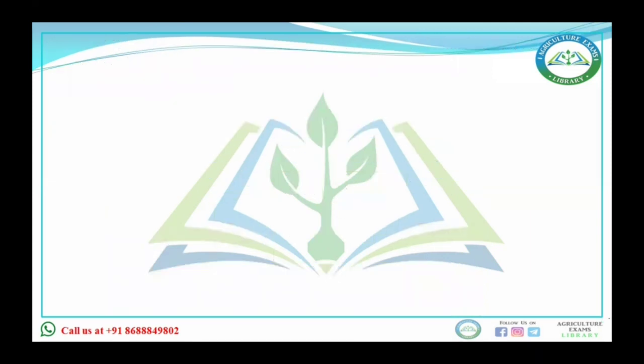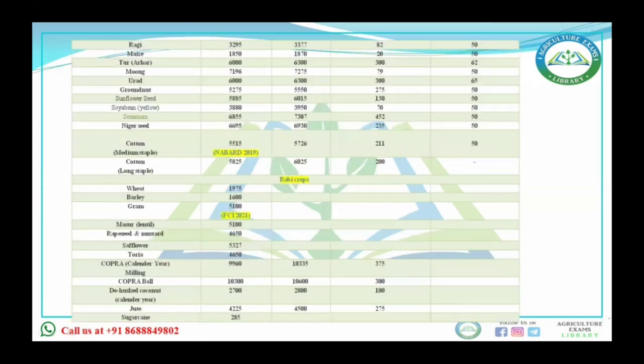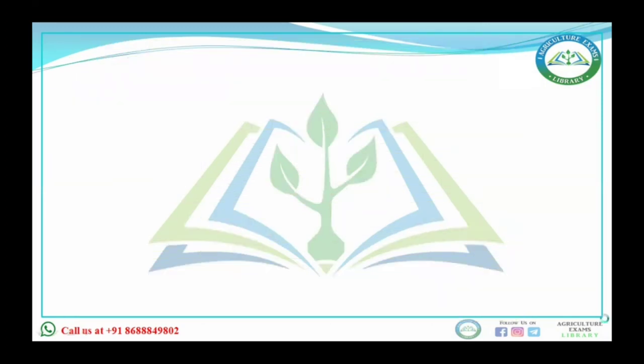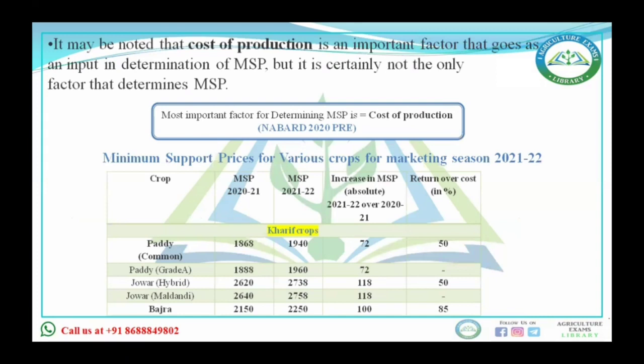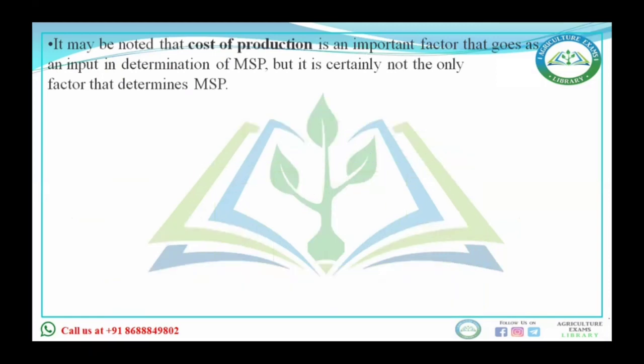Likewise, you can see regarding cotton as well as gram. Cotton was asked in NABARD 2019, and gram was asked in FCI 2020-21. And if you remember the paper of 2018-19 IBPS AFO, then 2 questions were asked from the MSP regarding wheat and rice.